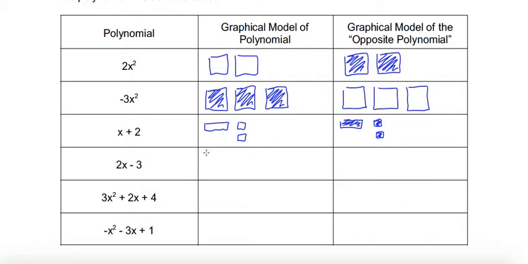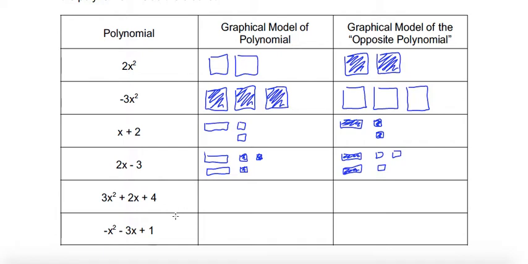Same thing with 2x minus 3. I start out by drawing my original polynomial, two x's or two rectangles, and three shaded in small squares to represent -3. So when I'm drawing my opposite polynomial, I am drawing two rectangles that are shaded in. This is for -2x now, and then three small squares unshaded to represent +3. So you'll notice again, when they're positives, they become negatives, and when they're negatives, they become positive.